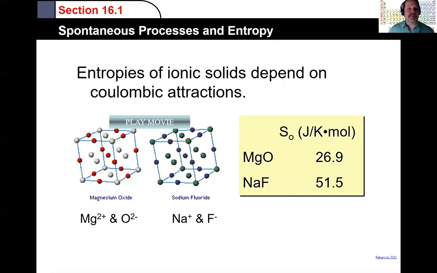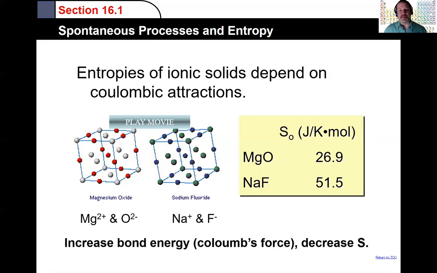What about solids, ionic solids? Well, it depends on the Coulomb's force. The stronger the Coulomb's force, the tighter the solid, and the fewer ways to disperse energy. So magnesium oxide, which has a +2 and a -2, very small atoms, has a very strong Coulomb's force, and so it's going to have a smaller entropy than something like sodium fluoride, which has fewer charges, so they're going to be more loosely held together. They're going to be further apart than the distances in magnesium oxide.